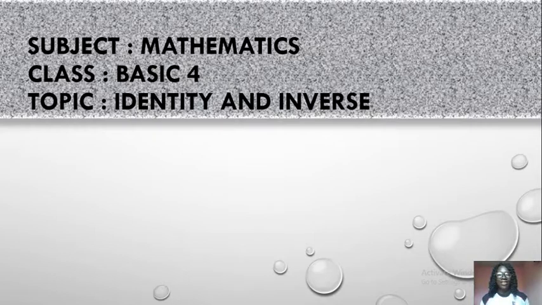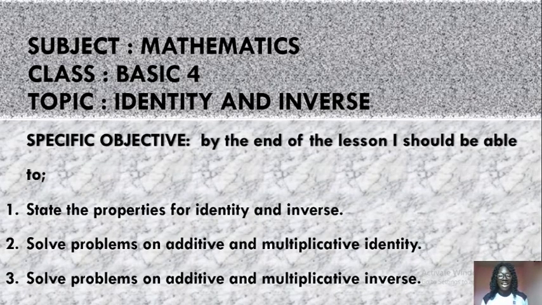All right, so this week we're going to be looking at identity and inverse. Like I always say, ignore the topic, okay? Forget about the name. It is the same thing that you know. In fact, this week's topic is even the simplest of all that you've been doing so far. All right, let's quickly look at our specific objective for this class. By the end of the lesson, you should be able to state the properties of identity and inverse. You're going to solve problems on additive and multiplicative identity, and also, as our third objective, we're going to be solving problems on additive and multiplicative inverse.